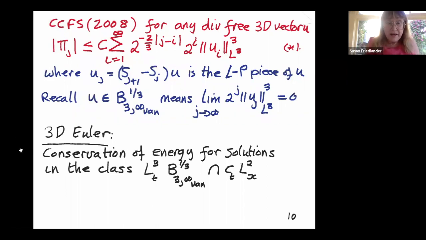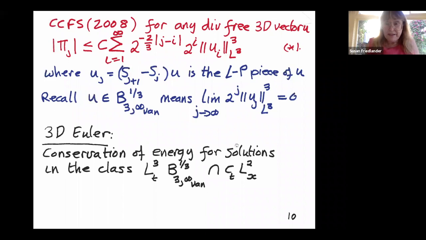If we had a solution to 3D Euler in this Besov space, then we have conservation of energy, because the statement that this goes to 0 as j goes to infinity ensures that this term goes to 0, so our total flux is 0. So conservation of energy for solutions of the 3D Euler equation follows from this in the function space that I've written here: L3 in time and B^{1/3}_{3,infinity} vanishing in space.